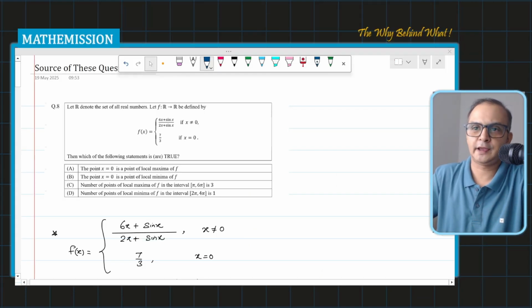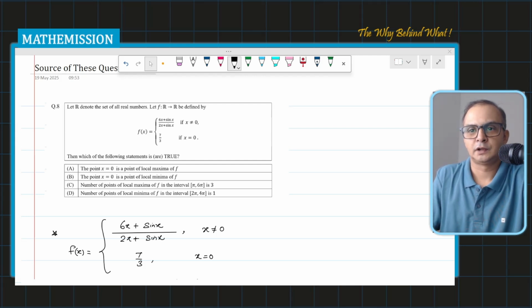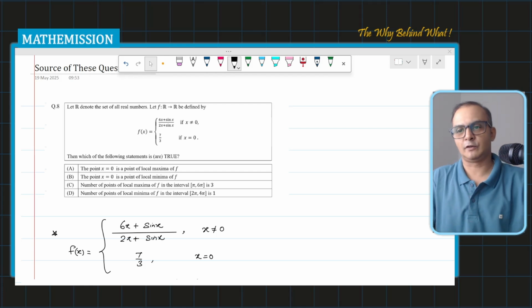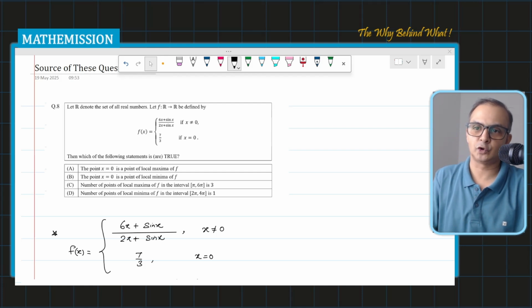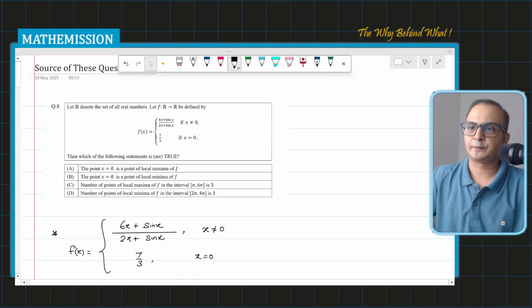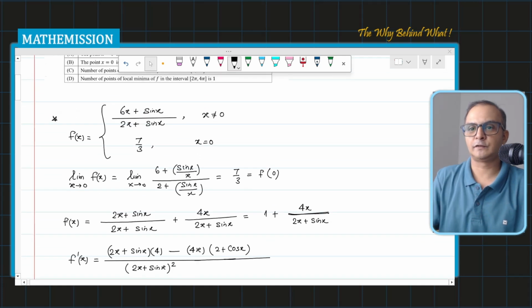Alright, so this is question number 8, and in question number 8, a function is given, and the question is asking whether the point x equal to 0 is a point of local maxima or local minima, and similarly whether the number of points of local maxima of f in the interval pi to 6 pi is 3, or the number of points of local minima of f in the interval 2 pi to 4 pi is 1. So my point in this question is that first of all we'll find the limit and all.